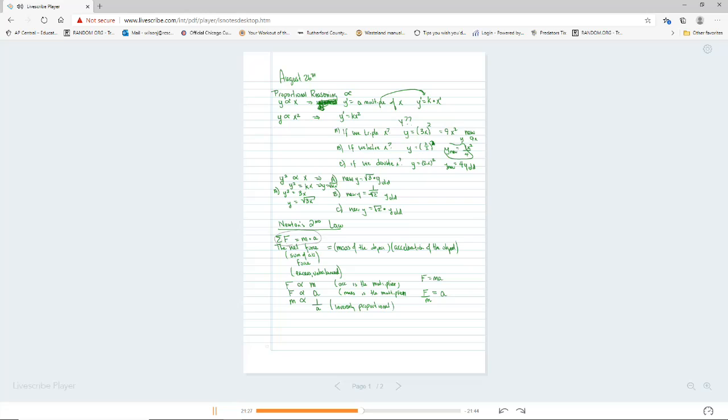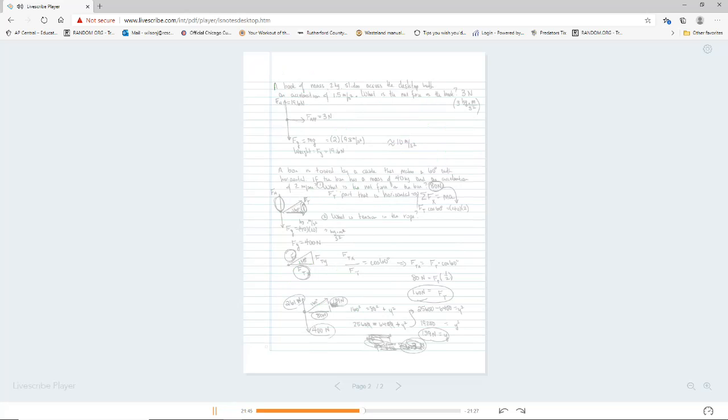Okay, so now what did we add? Well, now Newton's second law, we're going to have to write all the forces we have, add them together, and set them equal to mass times acceleration. So, let's start with a nice, easy one. And I'm going to turn the page so I have time. Okay.